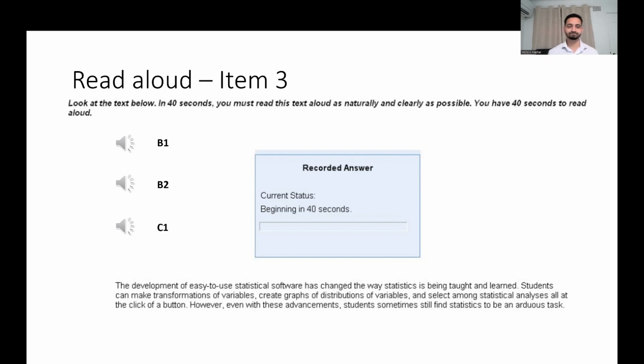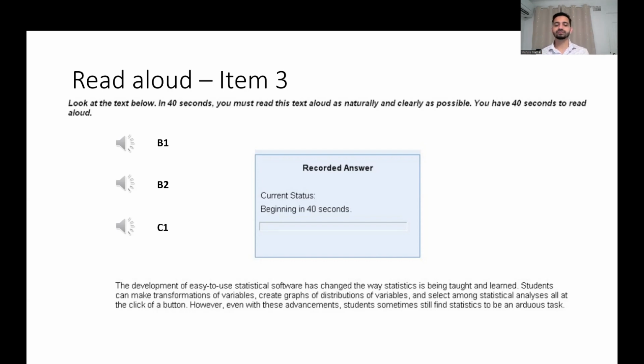The development of easy-to-use statistical software has changed the way statistics is being taught and learned. Students make transformation of variables, create graphs of distribution of variables, and select among statistical analysis all at the click of a button. However, even with this advancement, students must sometimes still find statistics to be an arduous task.